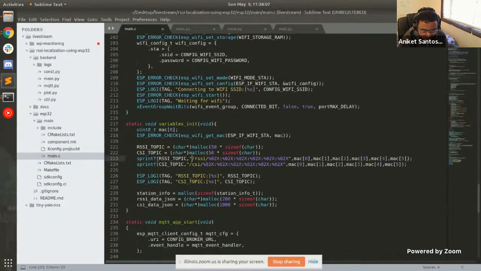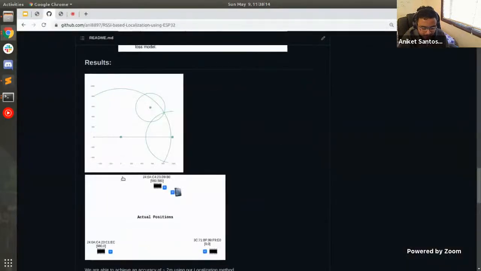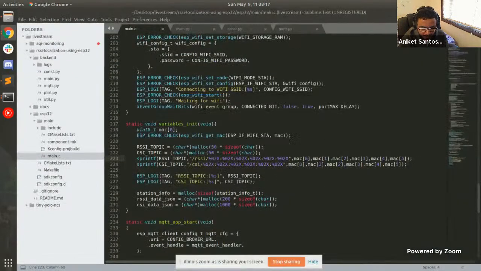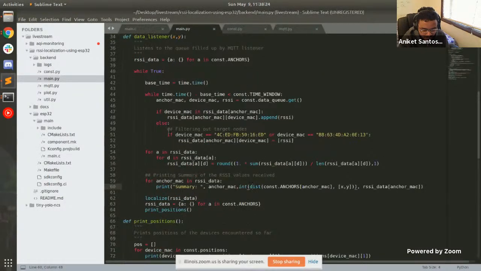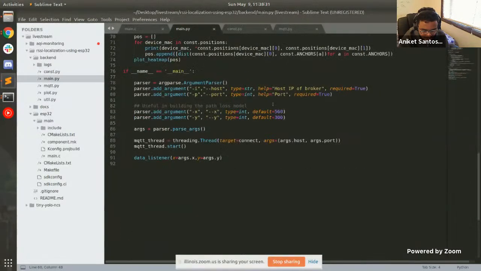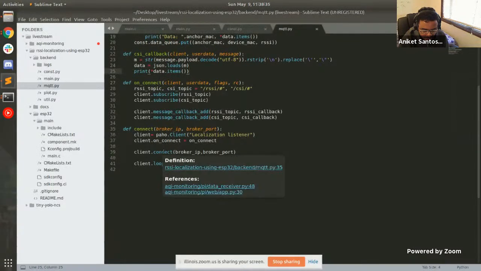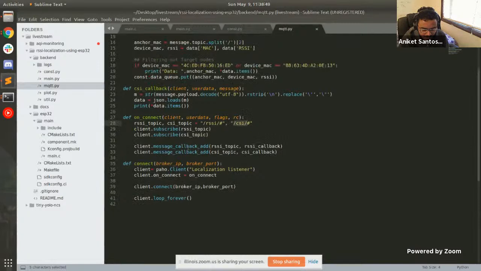Let me see if I have the topics here. Yeah. So the topics I'm currently using are RSSI/ the particular MAC ID. The subscriber in my case needed to know from which device I'm getting this particular message. So here you can see that it is subscribing. Let me see in Python when I'm subscribing. Here I start the connect thread, which is out here, and then it connects to the broker. And upon connection, it subscribes to all the topics which start with RSSI and all the topics which start with CSI. And then we usually add a callback. Callbacks are usually used for triggering a function upon receipt of any message.